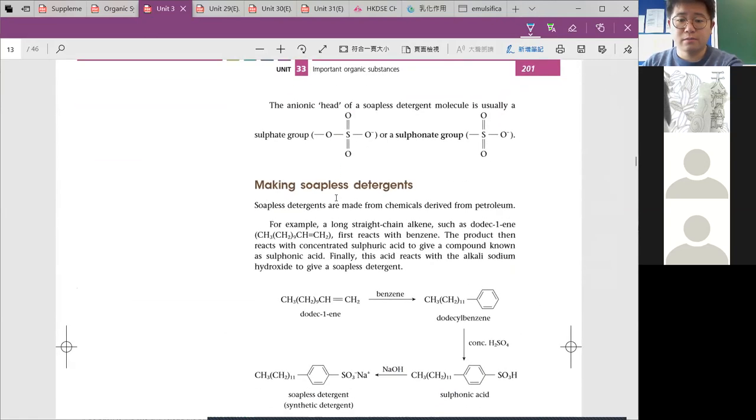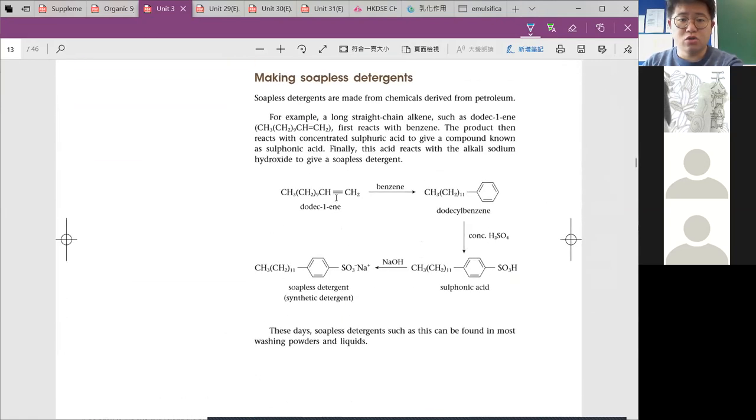What's next is to take a look at the way to make soapless detergents. It is from petroleum, a very long synthesis pathway. This is just a simplified version. You need not memorize, don't worry. What we just appreciate is the raw material: it's made from petroleum.